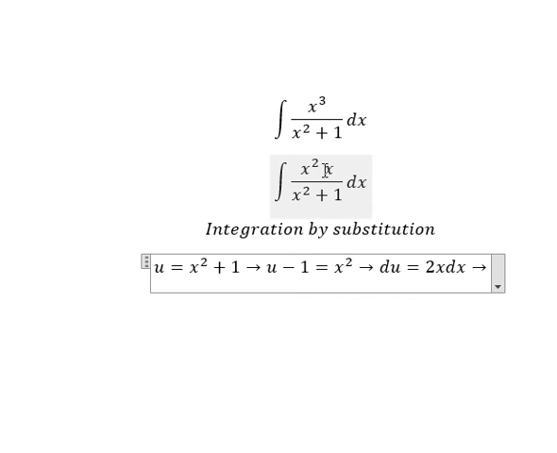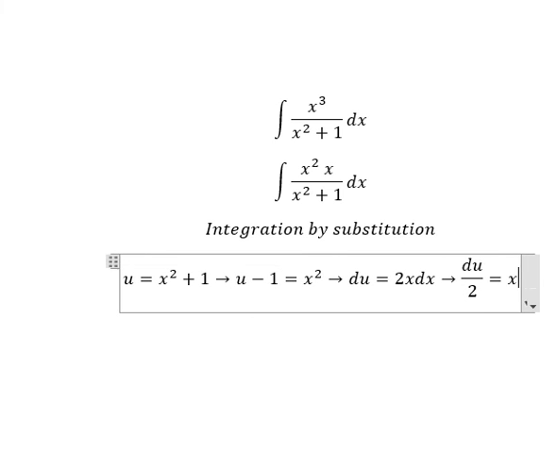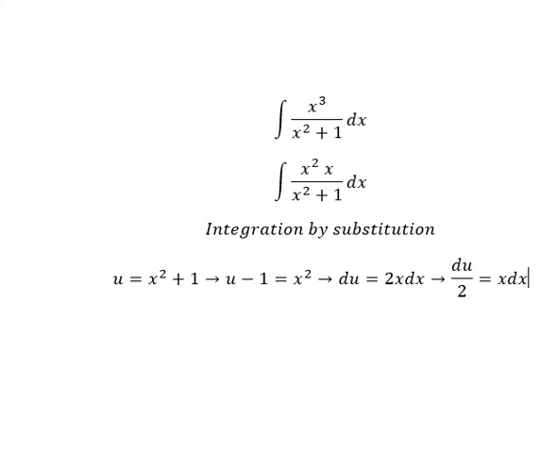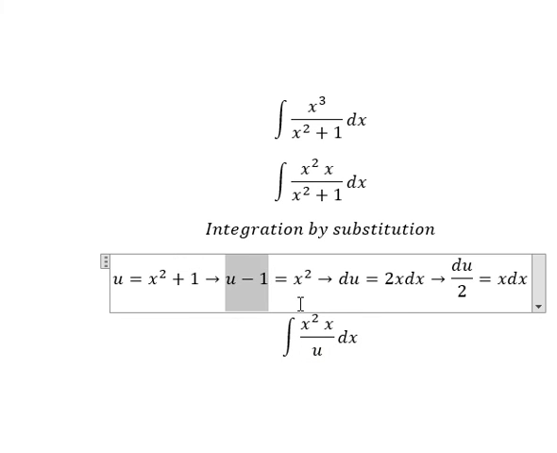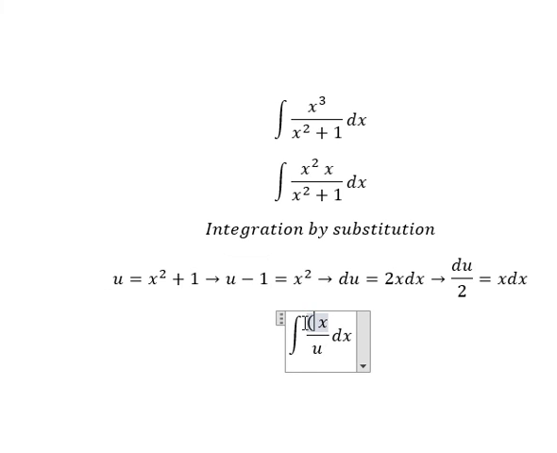Because we don't have number 2 in here, we need to divide both sides by number 2. This one we change by u. s squared we change by u minus 1. s ds we change by du over number 2.